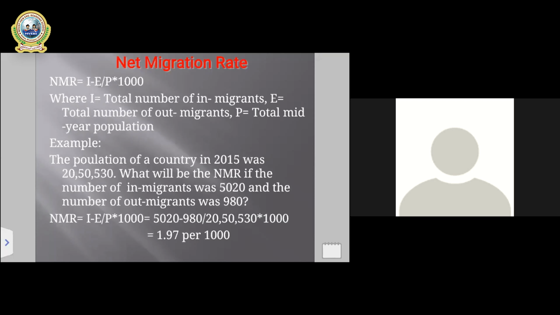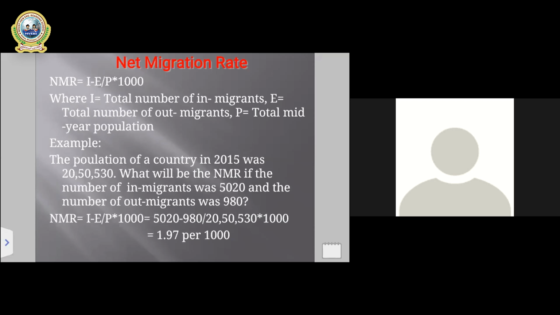My dear students, you can see in the slide the net migration rate, and I just told you the formula of the net migration rate and the meaning of I and E. So here is one example to calculate the net migration rate. Suppose that the total population of the country in 2015 was 20,50,530. What will be the net migration rate if the number of in migrants was 5,020 and the number of out migrants was 980?